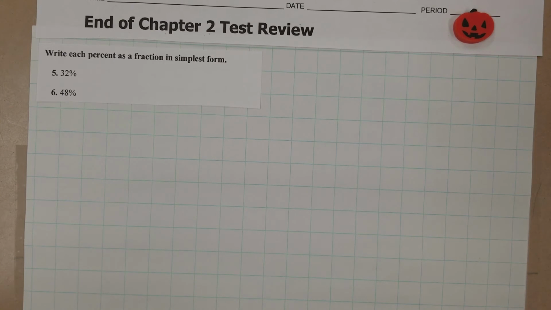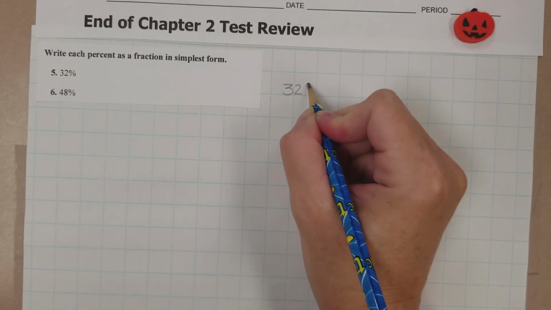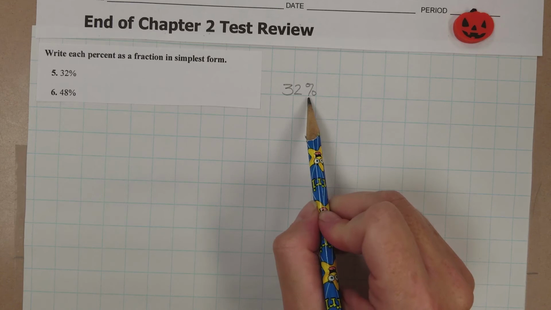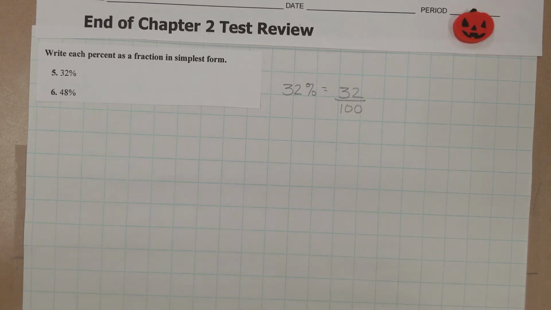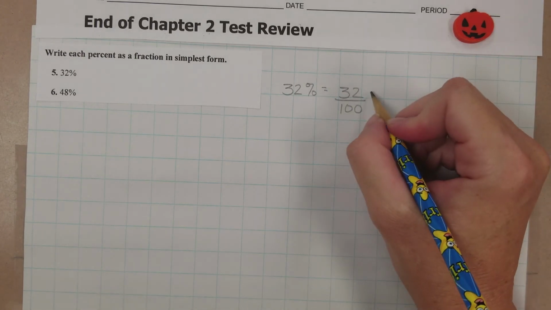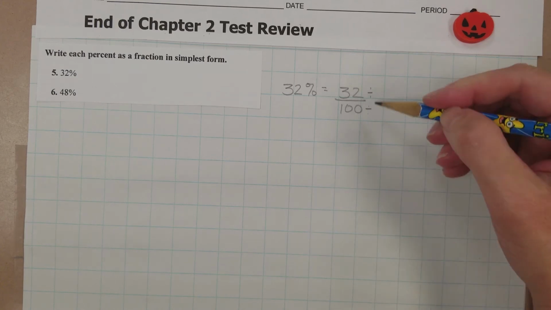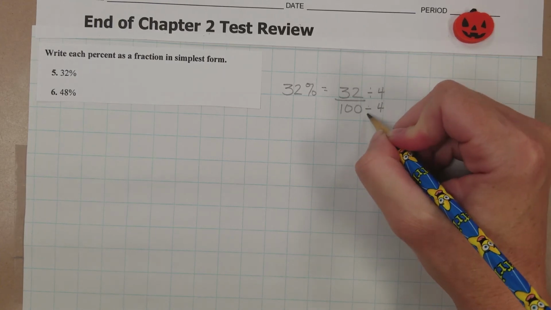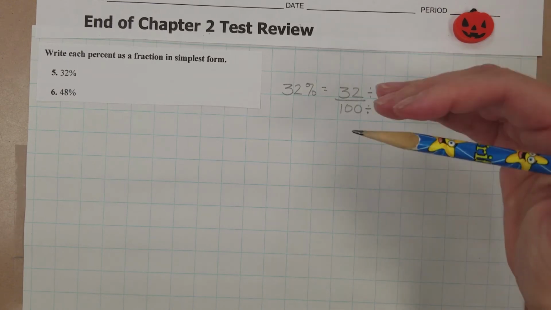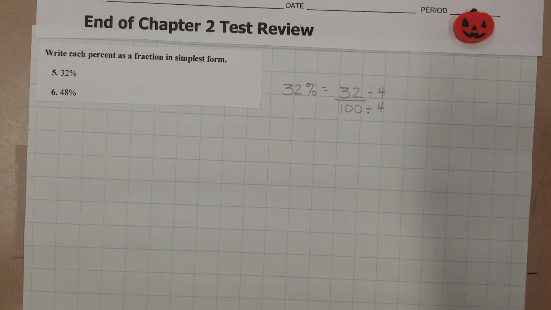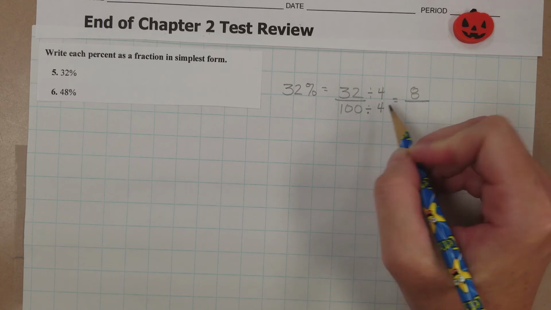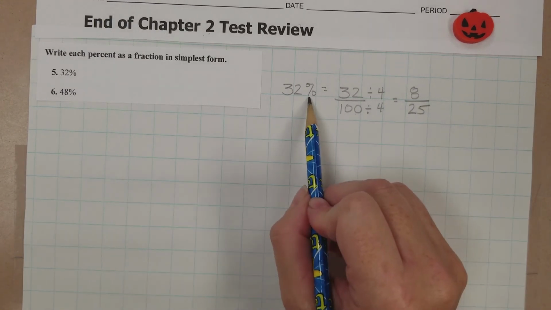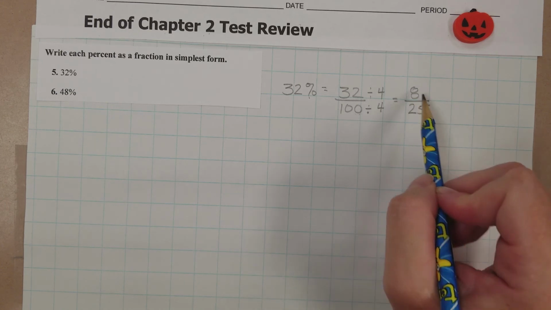Question 5 and 6. Write each percent as a fraction in simplest form. 32%. Remember, percent means per hundred. This fraction would be 32 hundredths. Now, I can divide the top and bottom by 2, but I can also divide it by 4. Remember, you want to try to pick the biggest number that it could be divisible by, so that way you don't have as many steps. 32 divided by 4 is 8. 100 divided by 4 is 25. 32%, or 32 hundredths, equals 8 25ths.